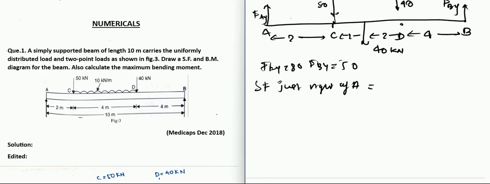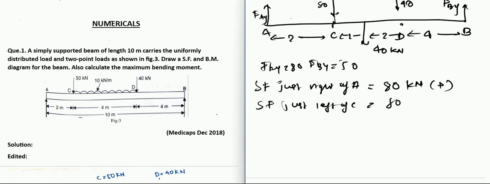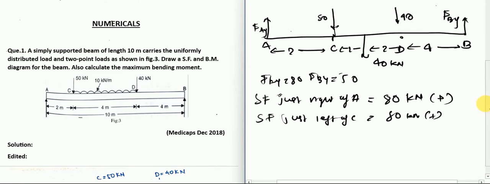The shear force just right of A is FAY, which will be 80 in the upper direction, which means it is positive. So it is not changing between A and C because there is no shear force between A and C. So let us calculate shear force just left of C. Just left of C, it will be the same, which is 80 kilonewton in the upper direction, which is positive, because there is no force in between A and C. And there is a force acting downwards at C.